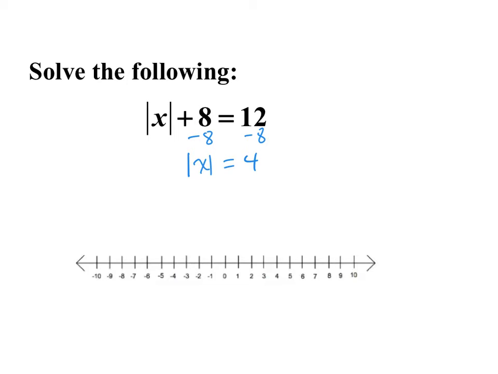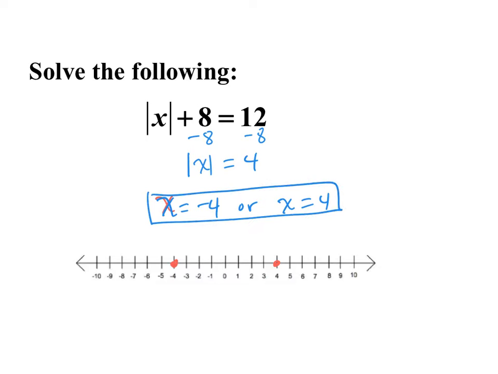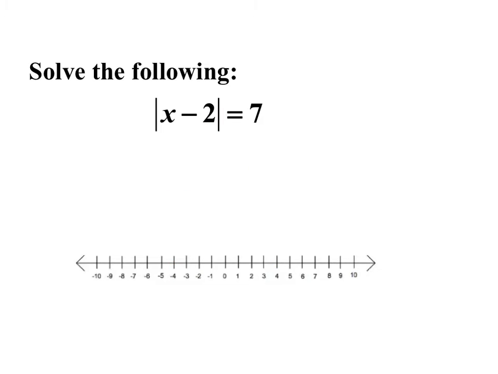Since absolute value means distance from 0, there are two places on the number line that are 4 units away from 0. That's at negative 4 and at positive 4. So we're going to say that x is either equal to negative 4, or x is equal to positive 4. Okay, let's do another example.